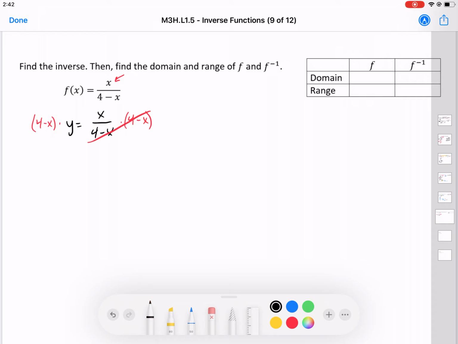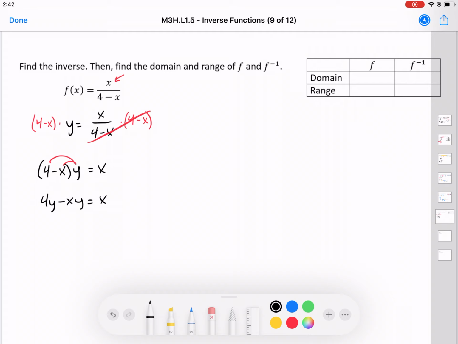Since there are two terms, I'm going to put that in parentheses. And then this time, if I just keep it 4 minus x times y equals x, if I divide both sides by y, I'll have 4 minus x equals x over y. So there will be x's on both sides. You can solve it that way, but I'm going to go ahead and do another process where I will this time distribute. So if I distribute, I get 4y minus xy equals x.